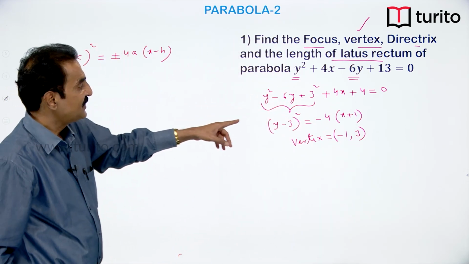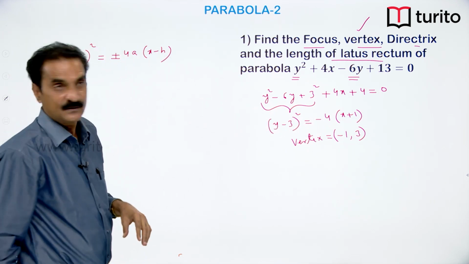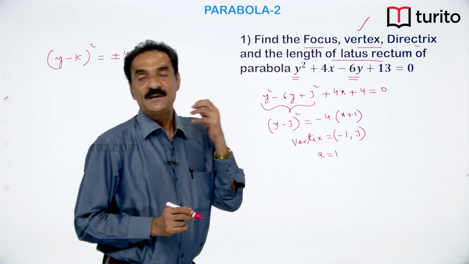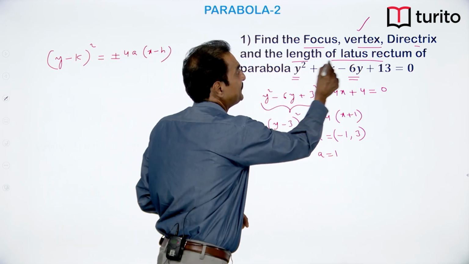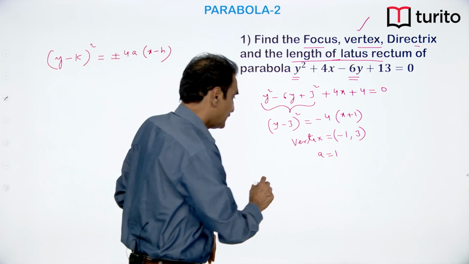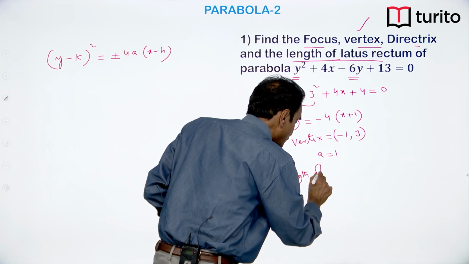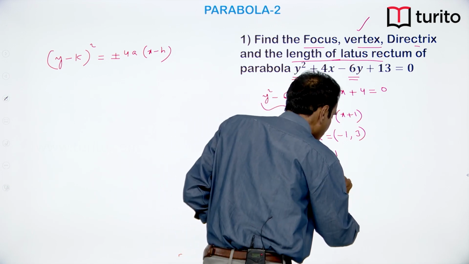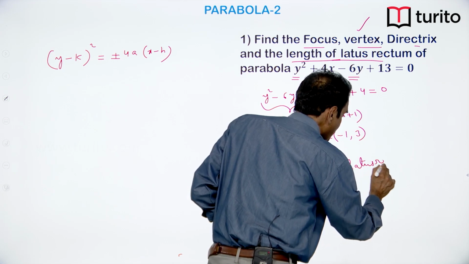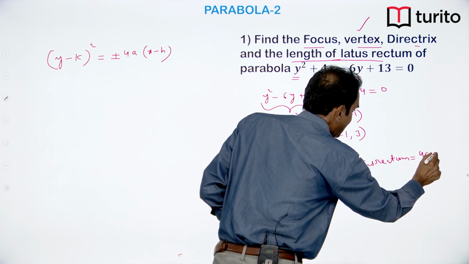Next, what else can we identify? We can identify 4a. 4a is 4. So, a is equal to 1. If a is equal to 1, we can find length of the latus rectum. Length of the latus rectum of this parabola is 4a. A is equal to 4.